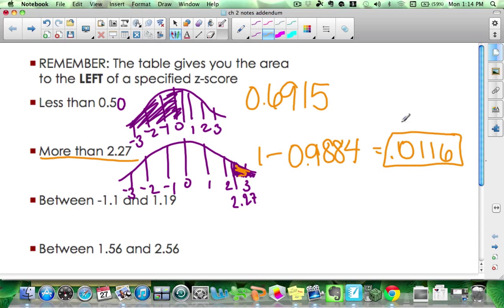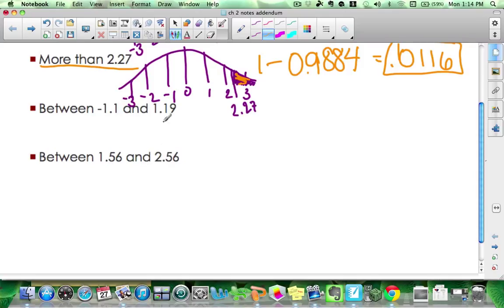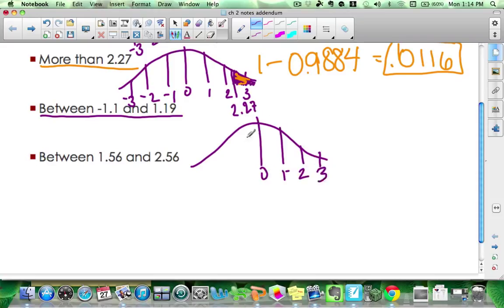All right, my next question I'm going to do, and then we'll pause the video and you can do the last one without me. And it's between two of them. Okay, we haven't done one like this. And so I'm going to start by drawing my curve. 0, 1, 2, 3, -1, -2, -3.